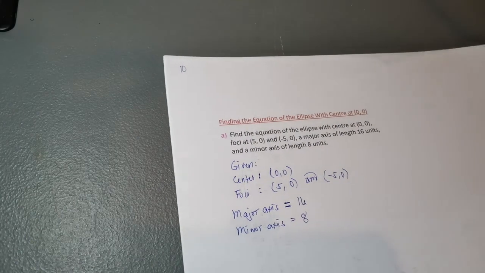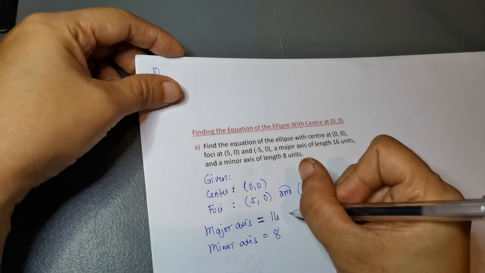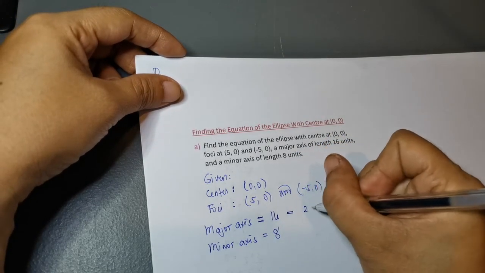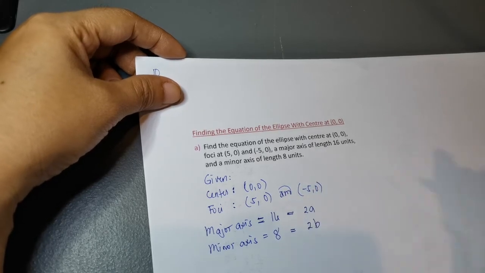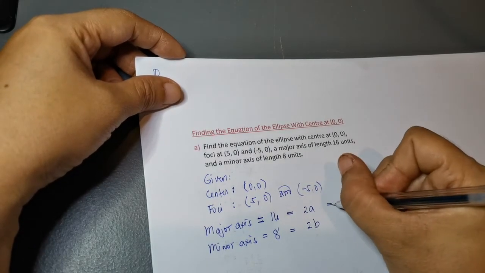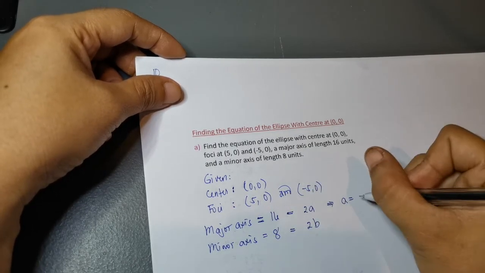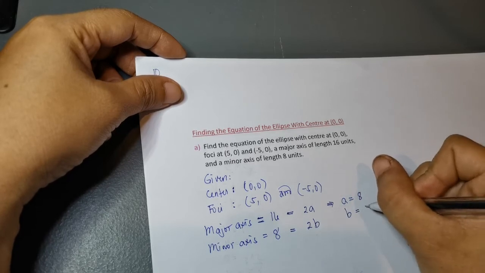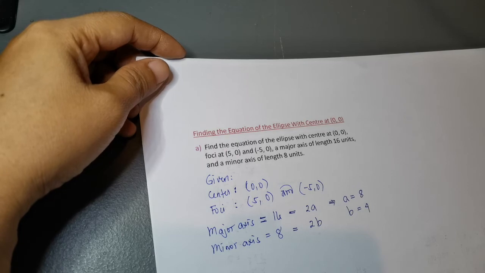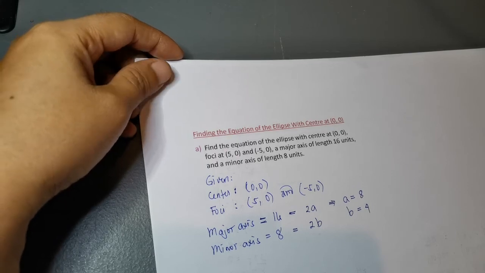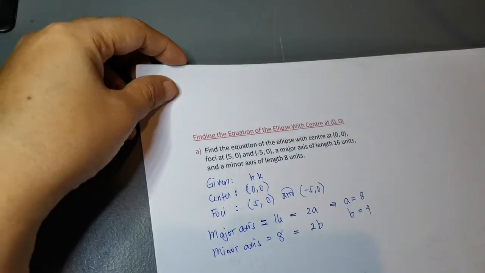Okay, so meaning, di ba sabi natin kanina, ang major axis ay 2A at ang length ng minor axis natin ay 2B. Meaning, this gives us now the idea na ang A natin ay equal to 8 at ang B natin ay equal to 4. Ayan. So, may equation na ba tayo? Yehey! May equation na tayo kasi H and K na yan.